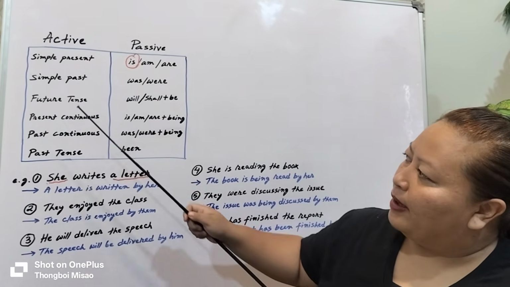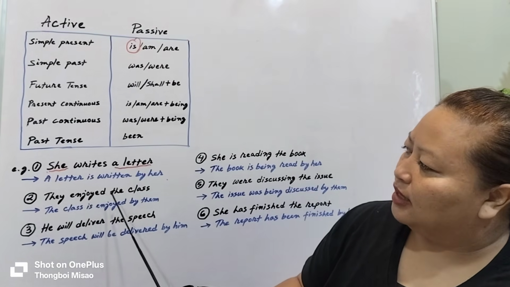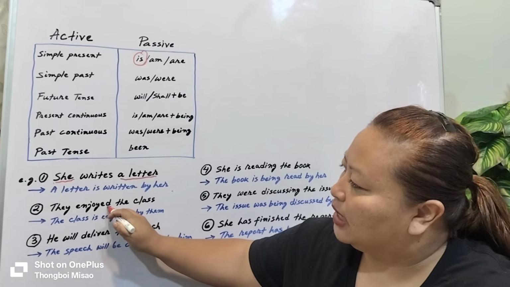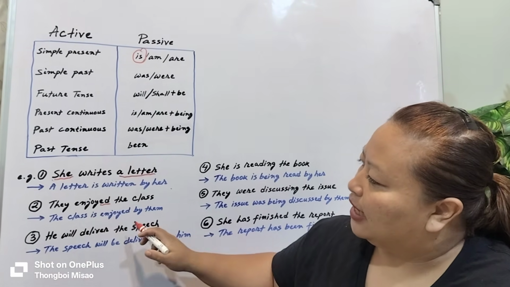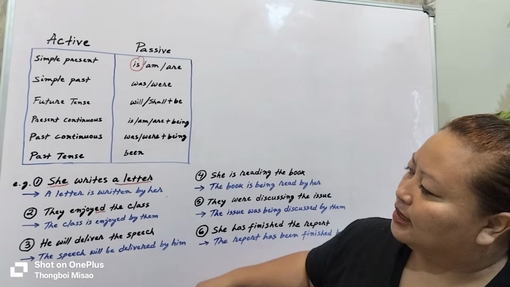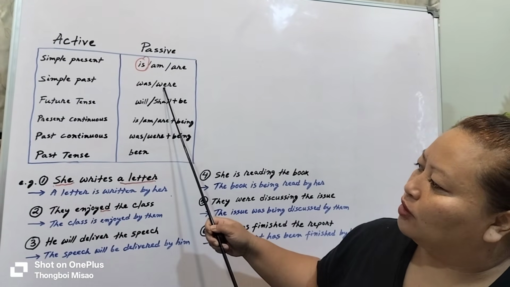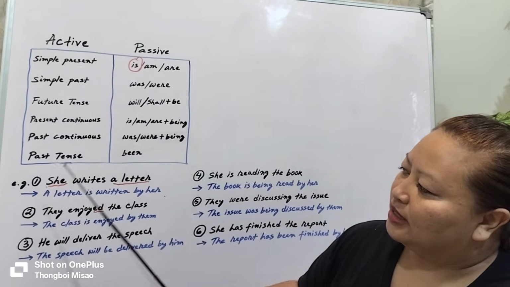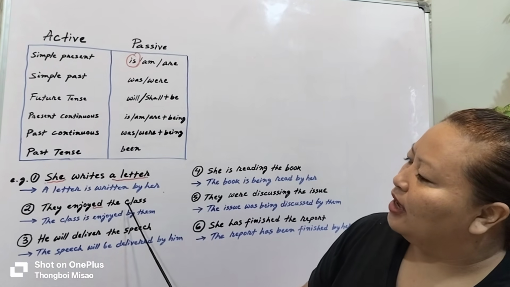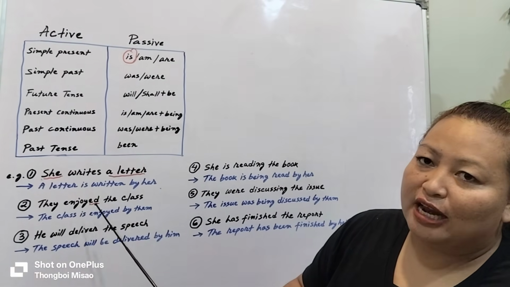Now simple past. They enjoyed the class. This is simple past tense, with the past marker -ed. When the active voice sentence is in simple past tense, the passive voice uses was or were. Where the subject is singular we use was, and where it is plural we use were.